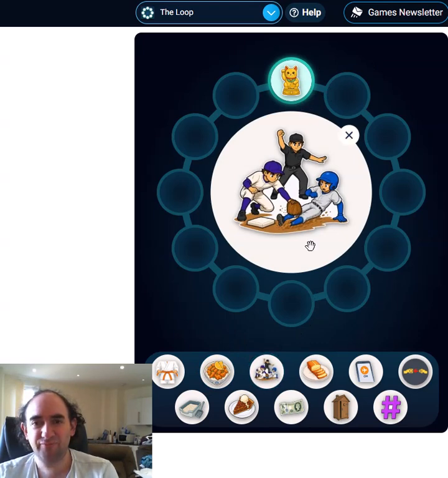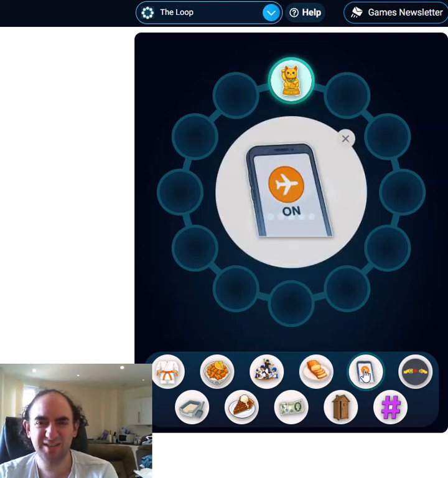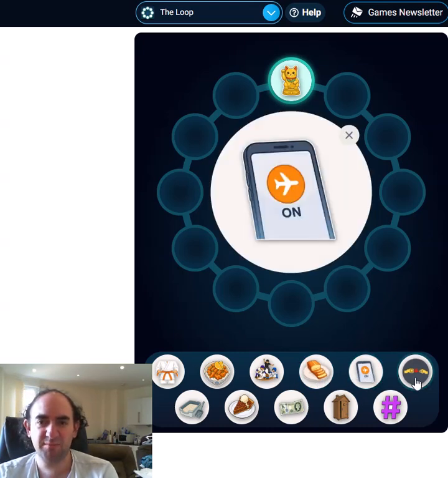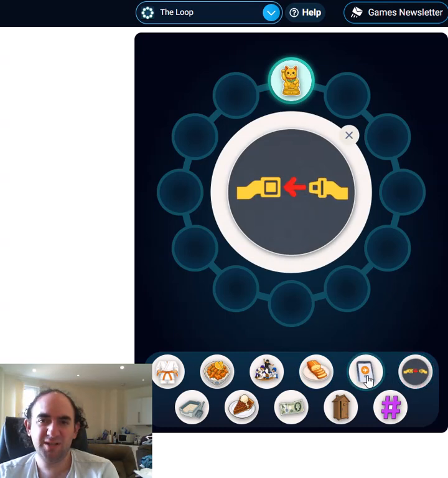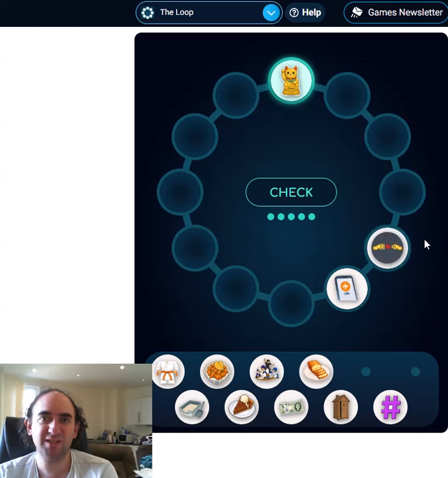That is baseball, and he's out because he hasn't touched home plate before he's been tagged. That is slices of cake. I don't know. Victoria sponge? No, it looks like sort of lemon drizzle cake. That's flight mode. I mean, I guess that's the sort of symbol you see on a plane. So let's put those next to each other. I don't know if they go there.